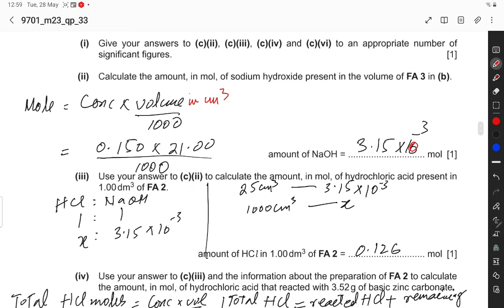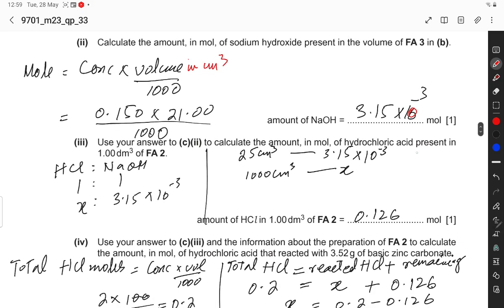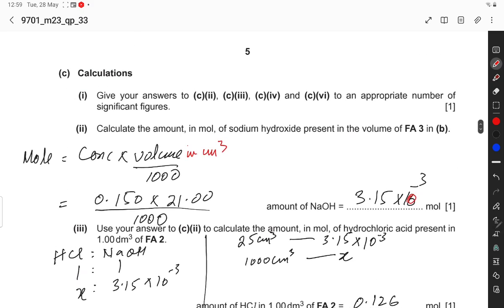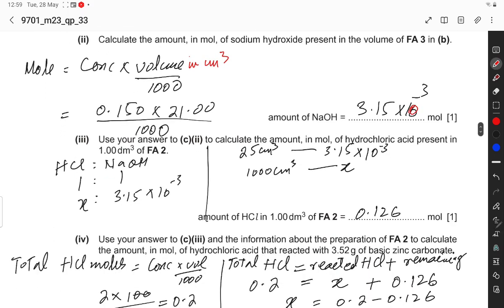Use your answer to C2 to calculate the amount in moles of hydrochloric acid present in 1 dm cube of Fa2. By using the mole ratio, we know that there is a 1:1 ratio between sodium hydroxide and HCl. So the moles of HCl is 3.15 times 10 raised to minus 3.